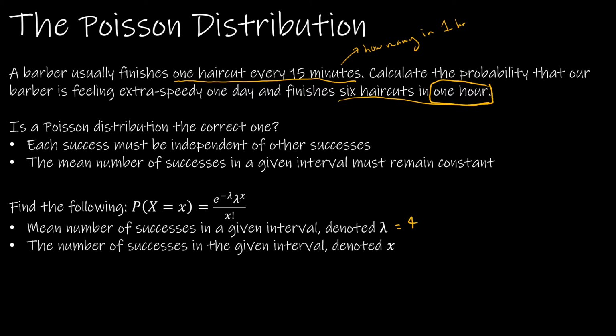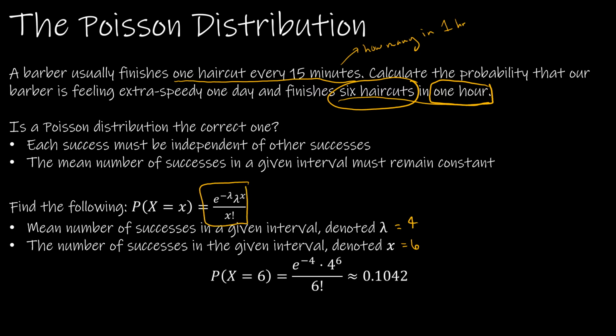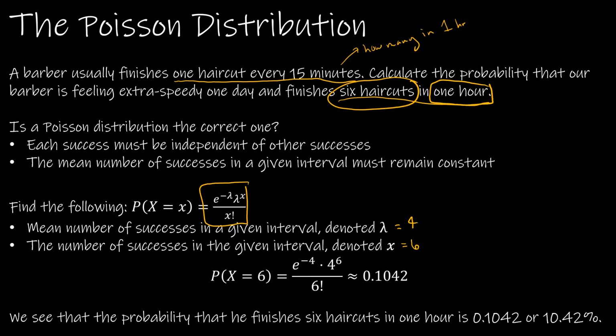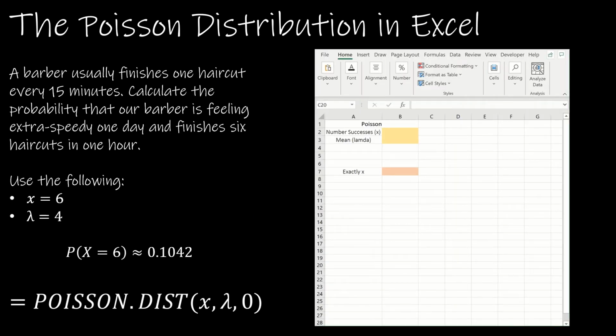And now the number of successes in the given interval, that's where we go to the question. So x is going to be 6. So all I'm going to do is plug those values into my formula, and then I'm going to use my calculator to evaluate it. And I get about 0.1042, which means that the probability that he can finish 6 haircuts in 1 hour is about 10.42%. Let's take a look now at how to use Excel to calculate this for us.